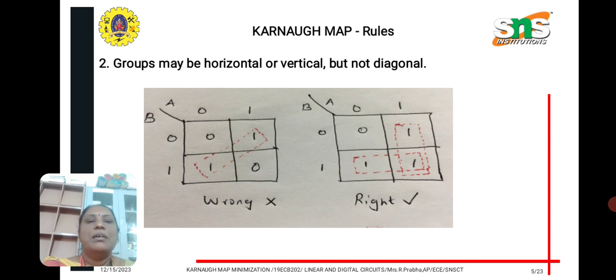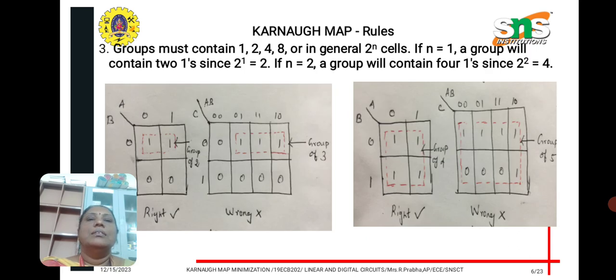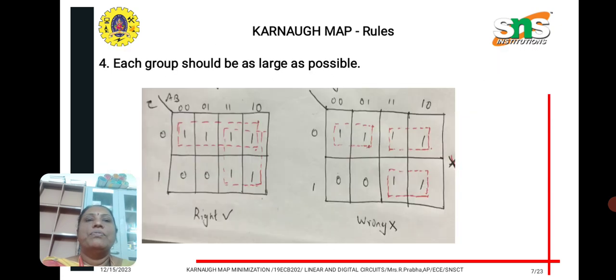And groups may be horizontal or vertical, but it should not be diagonal. So the left hand side diagram contains diagonal grouping, it is wrong. So the right hand side diagram is the right diagram. And the third rule is the groups must contain 1, 2, 4, 8 or in general 2 power n cells. If n is equal to 1, the group will contain 2 ones, since 2 power 1 is equal to 2. If n is equal to 2, the cells are 4, that is 2 power 2 is equal to 4.